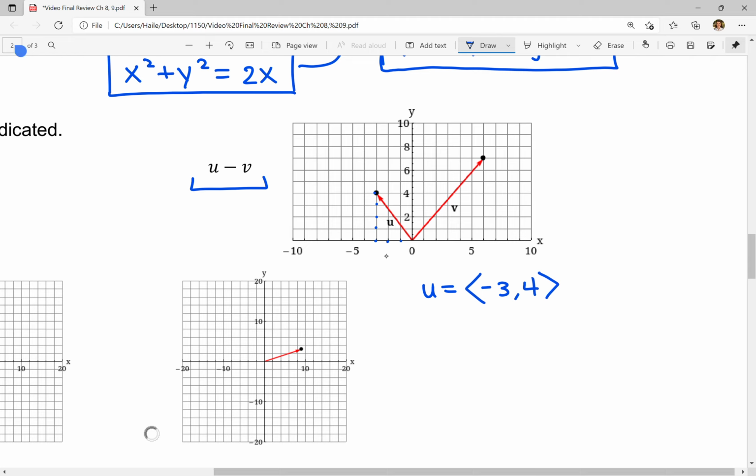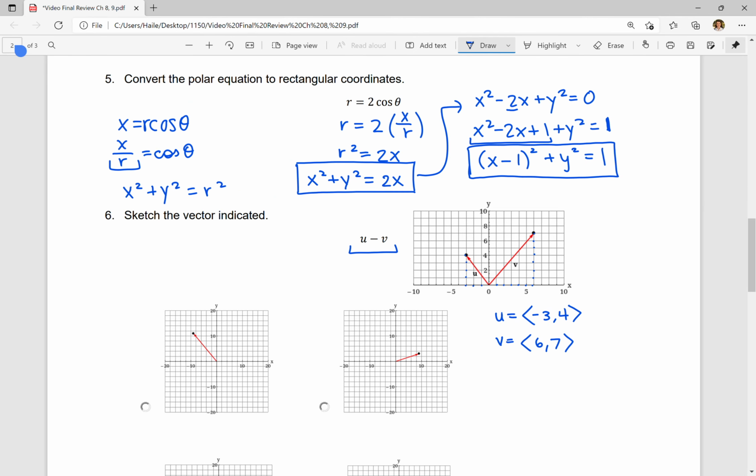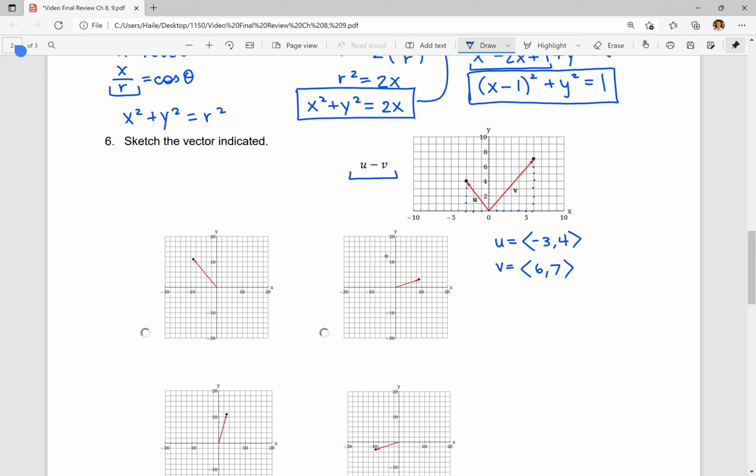So we can do the same thing for the vector v. And so if we count where the black point is on the right, we'll have over 1, 2, 3, 4, 5, 6, and up 1, 2, 3, 4, 5, 6, 7. So our vector v is the pair 6, 7 in the triangular brackets. So if we want to find the vector u minus v, we can take these formulas we found and just subtract them.